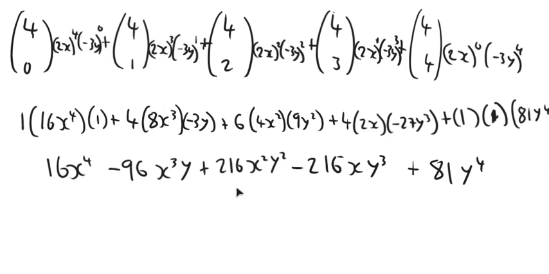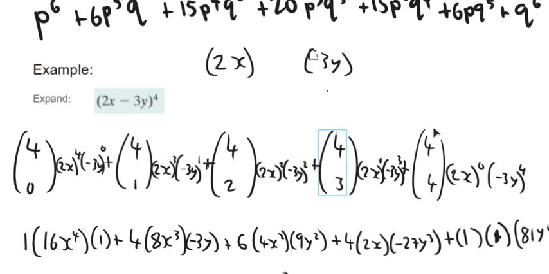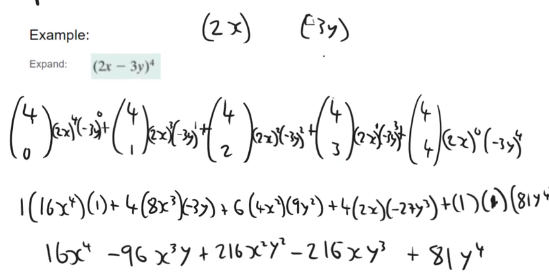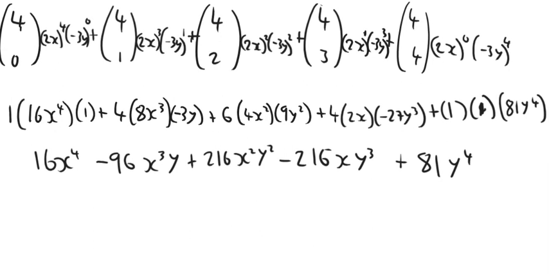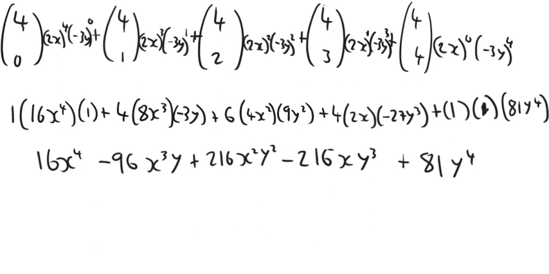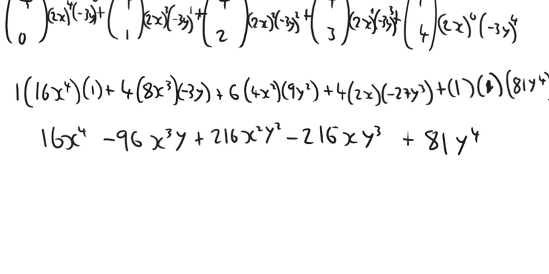So that's it. That's what 2x minus 3y all to the power of 4 would be when it's expanded out. So again, what you could do is just multiply that by itself, and then multiply it by 2x minus 3y again, and then multiply by 2x minus 3y again. So just keep multiplying them out, but this binomial theorem just offers a different way of doing it.